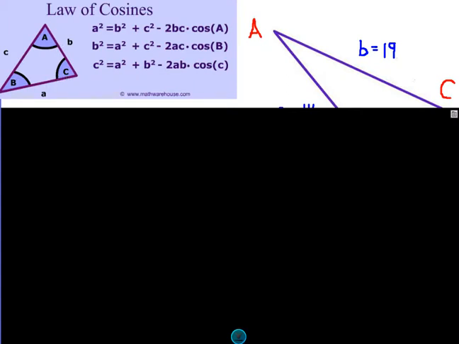Now, you're going to use the formula for which angle you're going to solve for first. So if you're trying to solve for angle A, then use the law of cosines formula that has cosine of angle A in it. If you were looking for B, then you would use the second formula. If you're looking for angle C, you'd use the third formula.